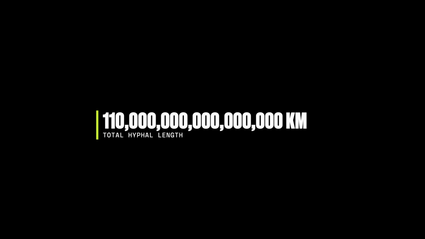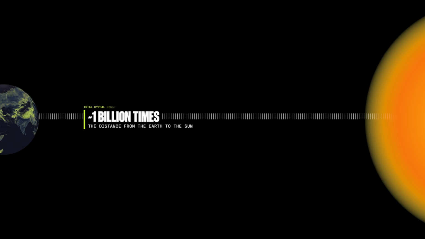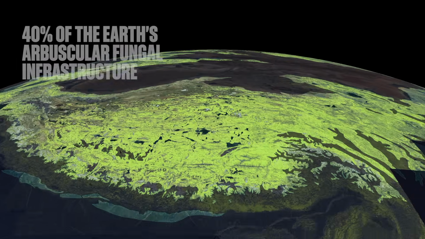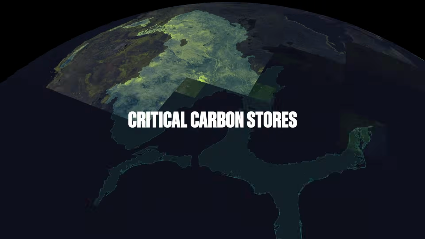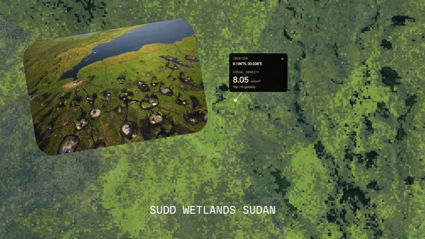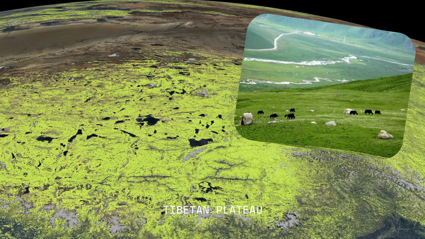We found that global topsoils are predicted to hold roughly 110 quadrillion kilometers of arbuscular mycorrhizal threads. If these cells, known as hyphae, were stretched end to end, they would reach between the Earth and the Sun roughly 1 billion times. Grasslands alone account for roughly 40% of the Earth's arbuscular fungal infrastructure. The flooded grasslands of South Sudan, the Tibetan Plateau, these areas show exceptionally high network densities.